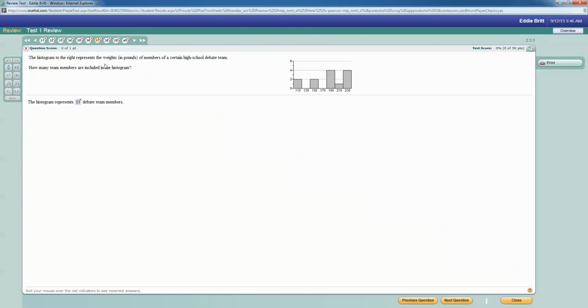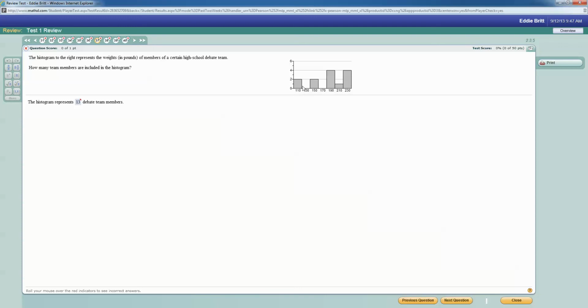The histogram to the right represents the weight in pounds of members of a certain high school debate team. How many team members are included in the histogram? So here's their weights down here. Here's how many were in each class. This starts at 110 here. At 110, you see there's 2. In the 130 range, there's 0. 150, there's 2. 190, 4. 210, 1. And 230, 4.